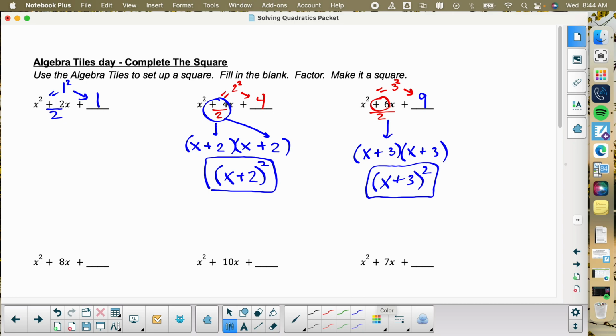FYI, after a while, you can do this work in your head. I'm just specifically writing it down because the steps are odd. Like it's not natural. But you're welcome to do it in your head after a while.